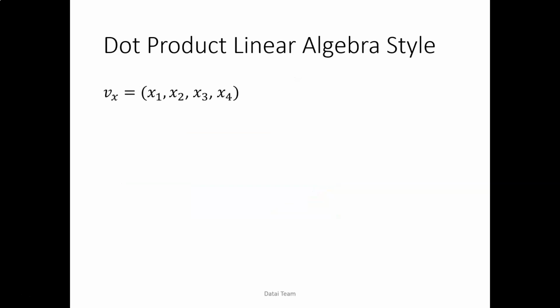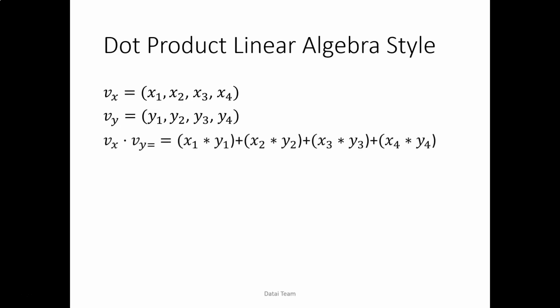And we can also do the same thing in linear algebra style. We have the vector vx and vector vy, and we have the coordinates x1, x2, x3, x4, and so on, and we want to get the dot product. As you know, the dot product is a scalar value, although the inputs are vectors. So the dot product is equal to x1 times y1 plus x2 times y2 plus x3 times y3 plus x4 times y4.